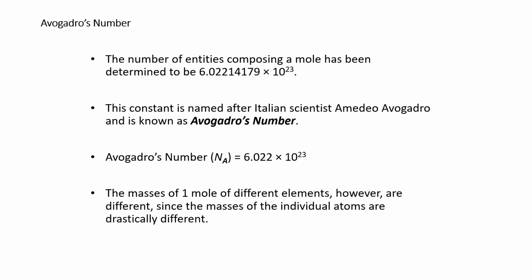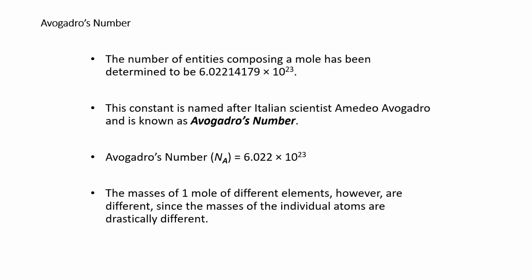The number of entities composing a mole has been determined to be 6.022141179 times 10 to the 23rd. This constant is named after the Italian scientist Amedeo Avogadro, also known as Avogadro's number. So Avogadro's number, and this is a very important number that you should just internalize, memorize, and know for this course, is 6.022 times 10 to the 23rd.